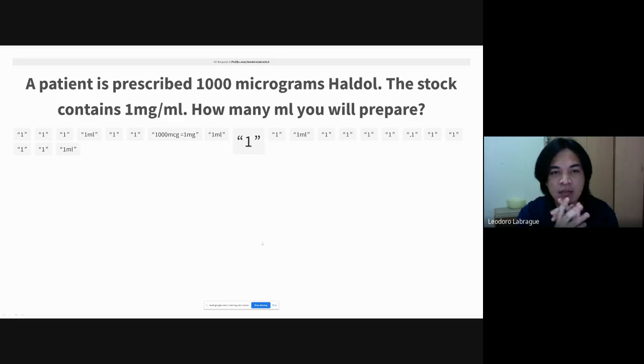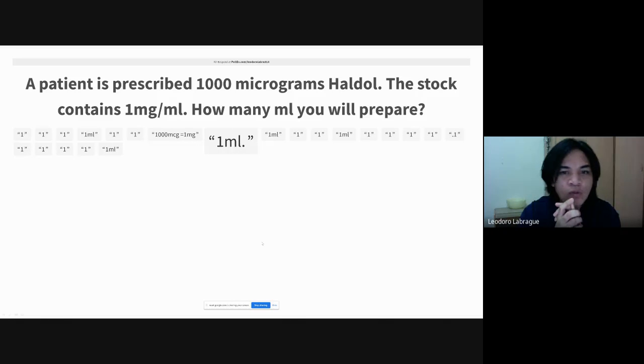Okay? It seems that all of you are able to do it. However, I can still see one student who answered 0.1. Again, review the conversion table. Go back again to the formula that I have given you and try to calculate it again. Okay, let's proceed.